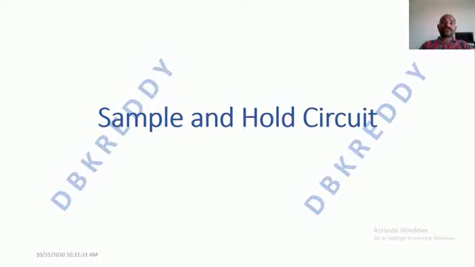We may lose the actual data because at a given time period, let us take an example. I'm assuming that this is my signal. The input signal is varying. It is an analog signal, just one analog signal which is varying with respect to time. And I have a device which is trying to measure the input signal.